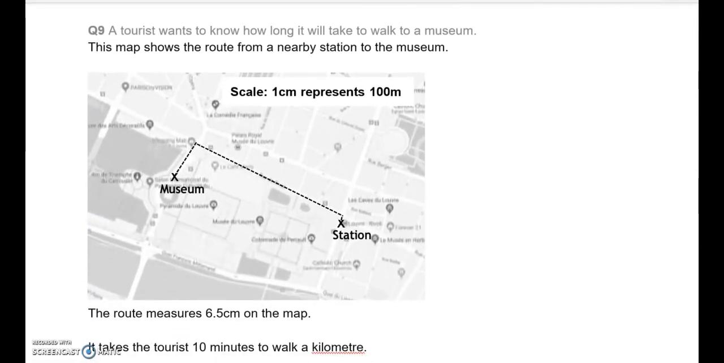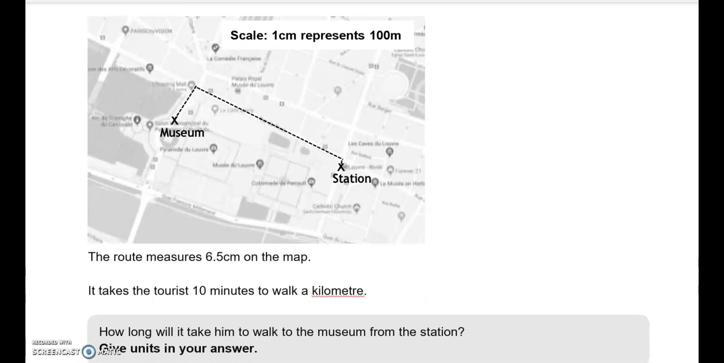A tourist wants to know how long it will take to walk to a museum. This map shows the route from a nearby station to the museum. The route measures 6.5 centimeters on the map. It takes a tourist 10 minutes to walk a kilometer. And the question is, how long will it take him to walk to the museum from the station? Give units in your answer.